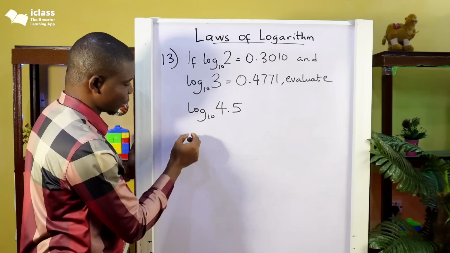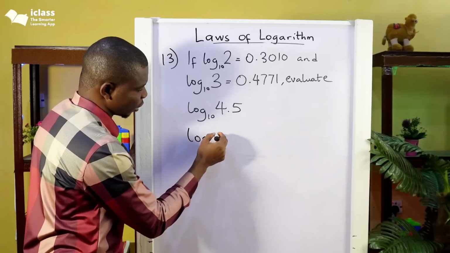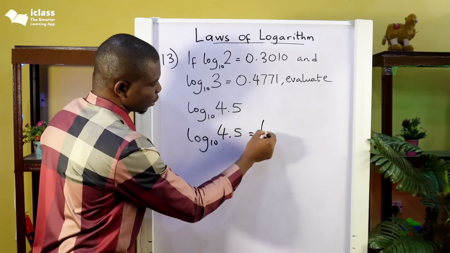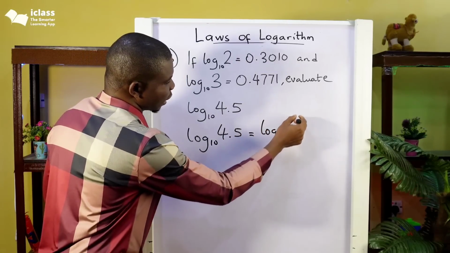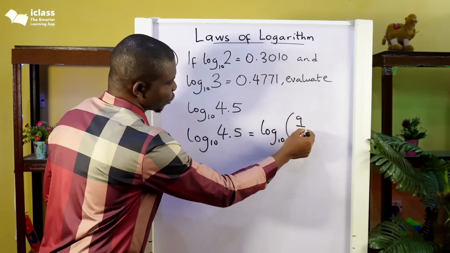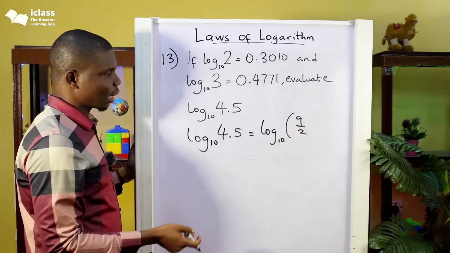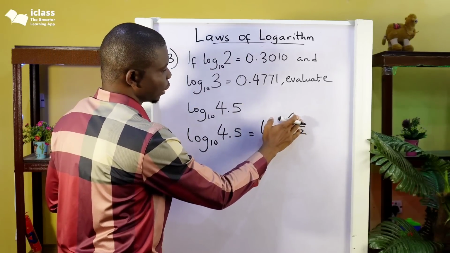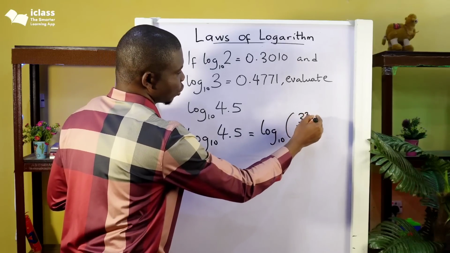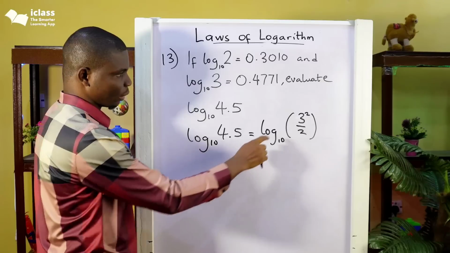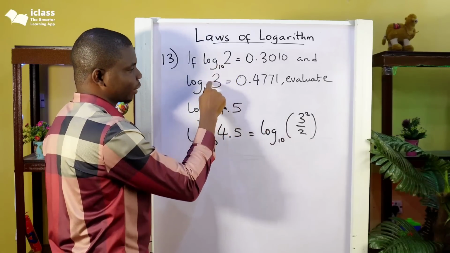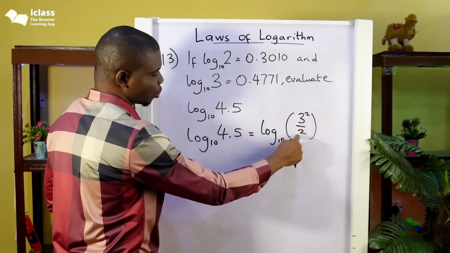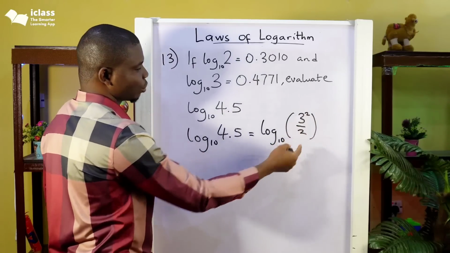Now, 4.5, is it not the same thing as 9 over 2? This is the same thing as 9 over 2, right? And we know 9 is 3 raised to power 2, or 3 times 3. 9 is 3 raised to power 2. So, we have combined 2 and 3, right, to get 4.5. 9 over 2, 3 squared over 2.